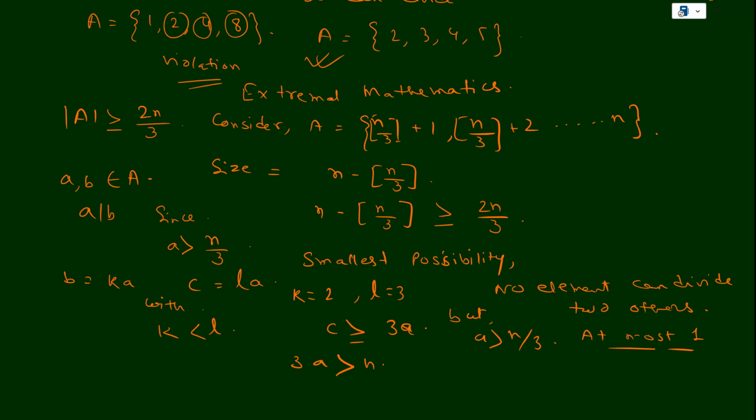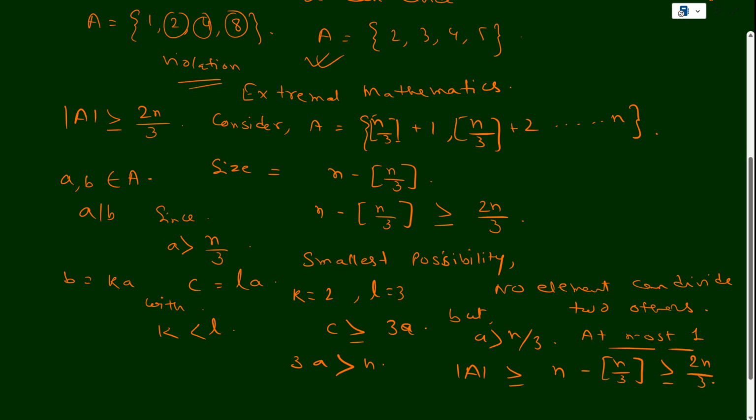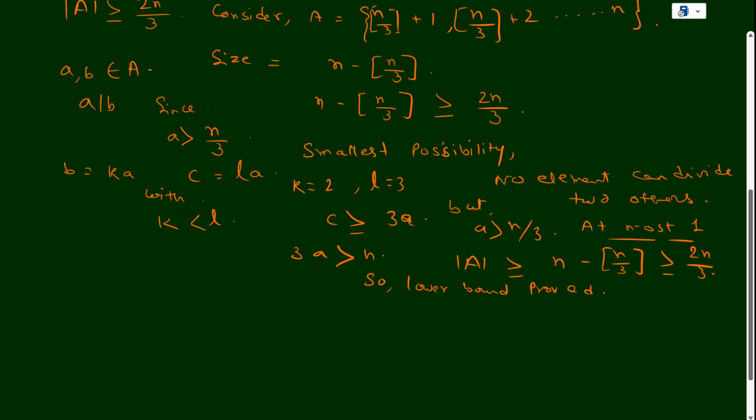Hence mod of A is greater than or equal to n minus n by 3, and this is greater than or equal to 2n by 3. So lower bound proved, right? So we did not merely prove a statement, we built a whole army of numbers and showed they obey the law. Okay, now come to the upper bound.